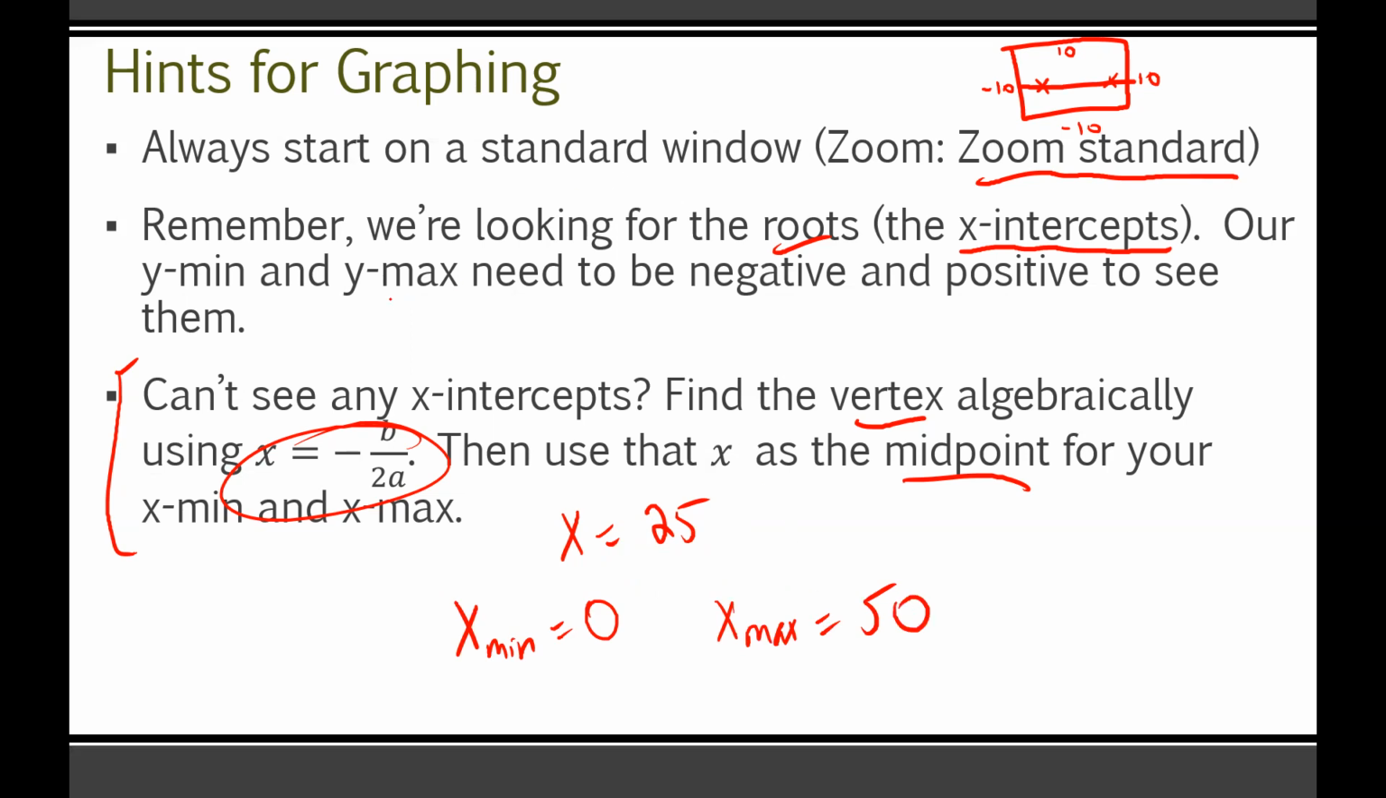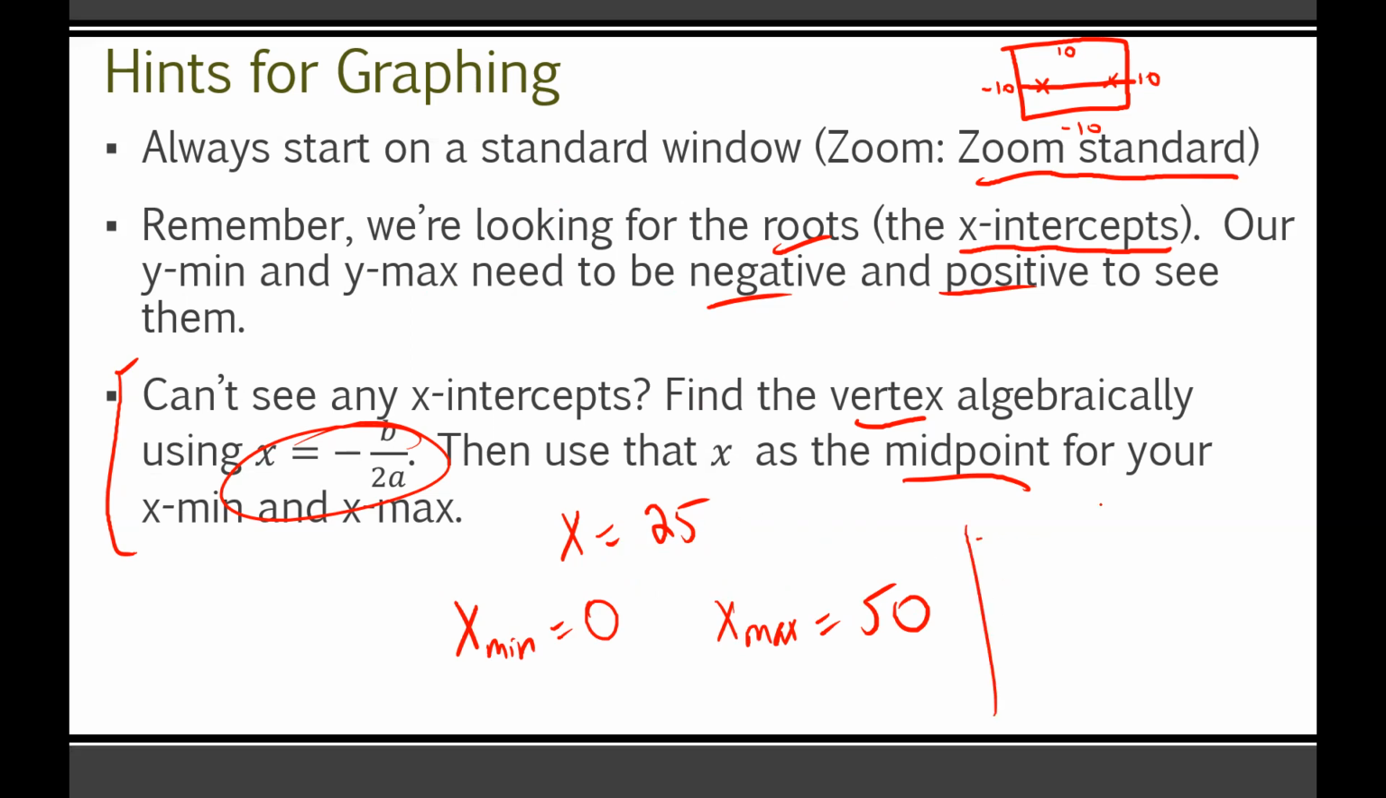Still leave your y min and y max as a negative and positive number respectively, just so you can still see your roots. But just kind of play around with it that way. It's more of an art than a science to find these kind of things. You have to just kind of play around with them. But it is a useful tip if you do that.